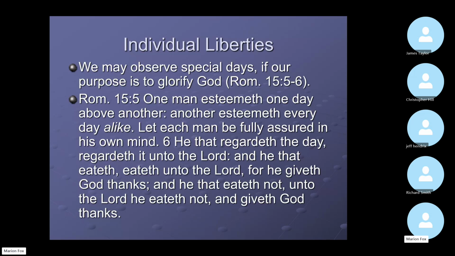I think this may be Romans 14. I may have that wrong. I think it's Romans 14, 5 and 6.